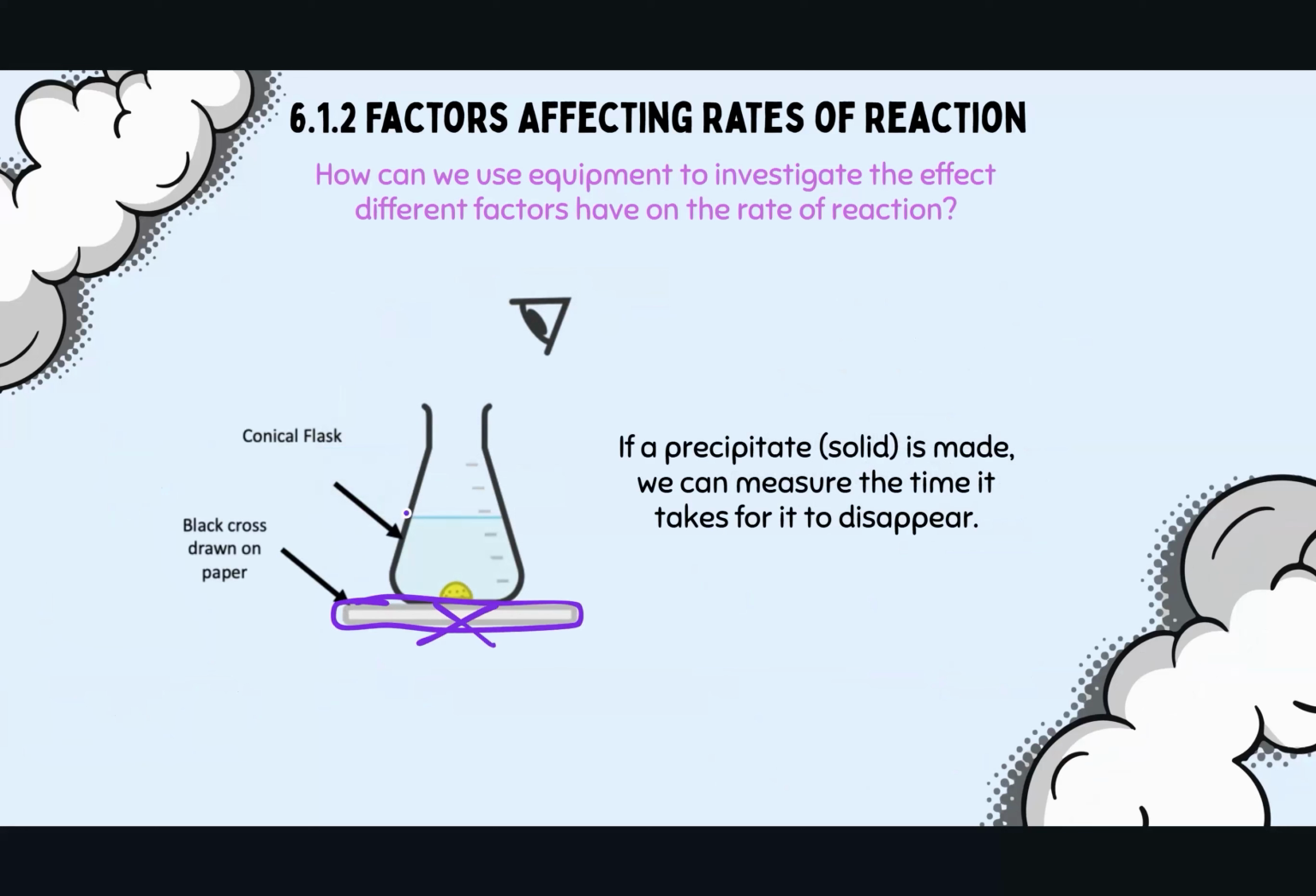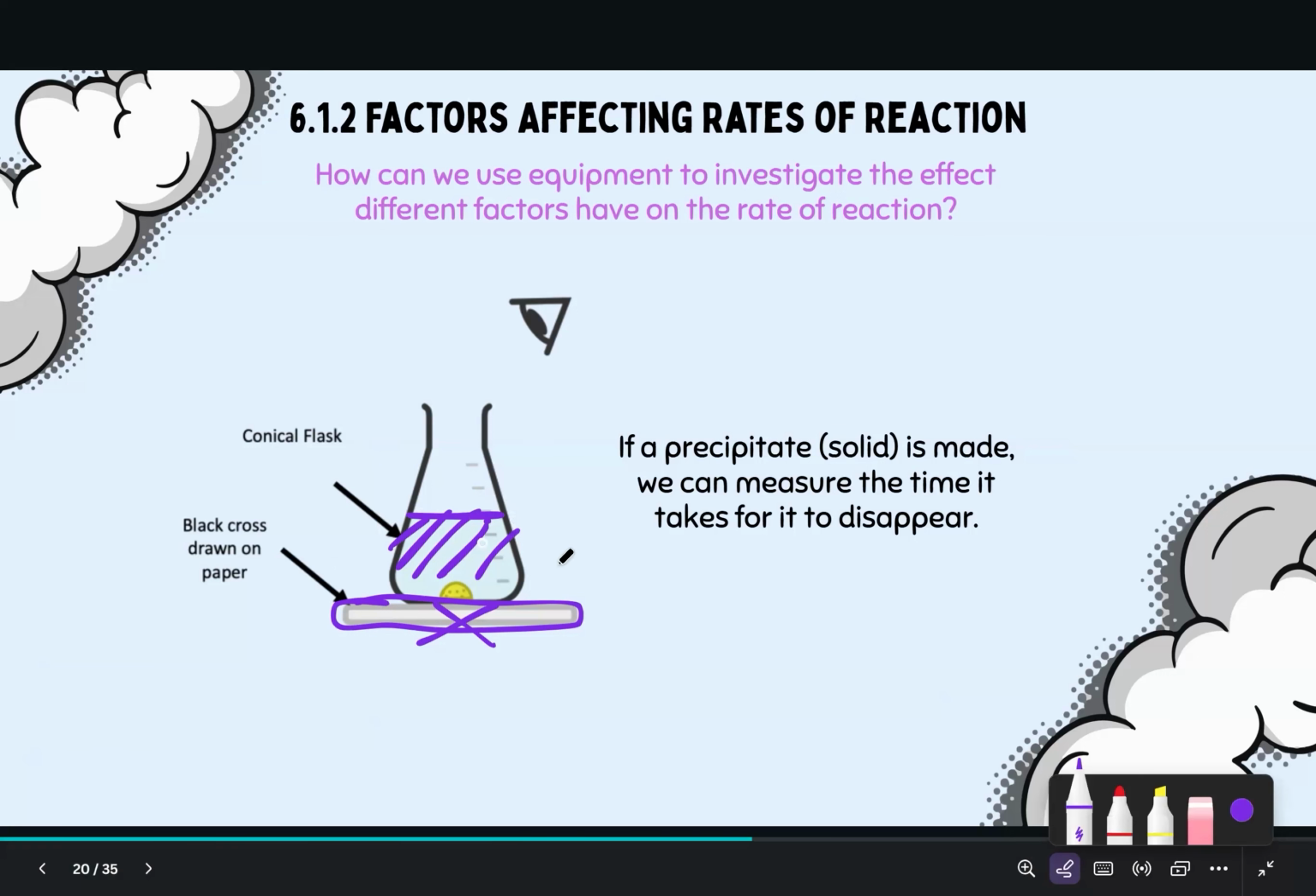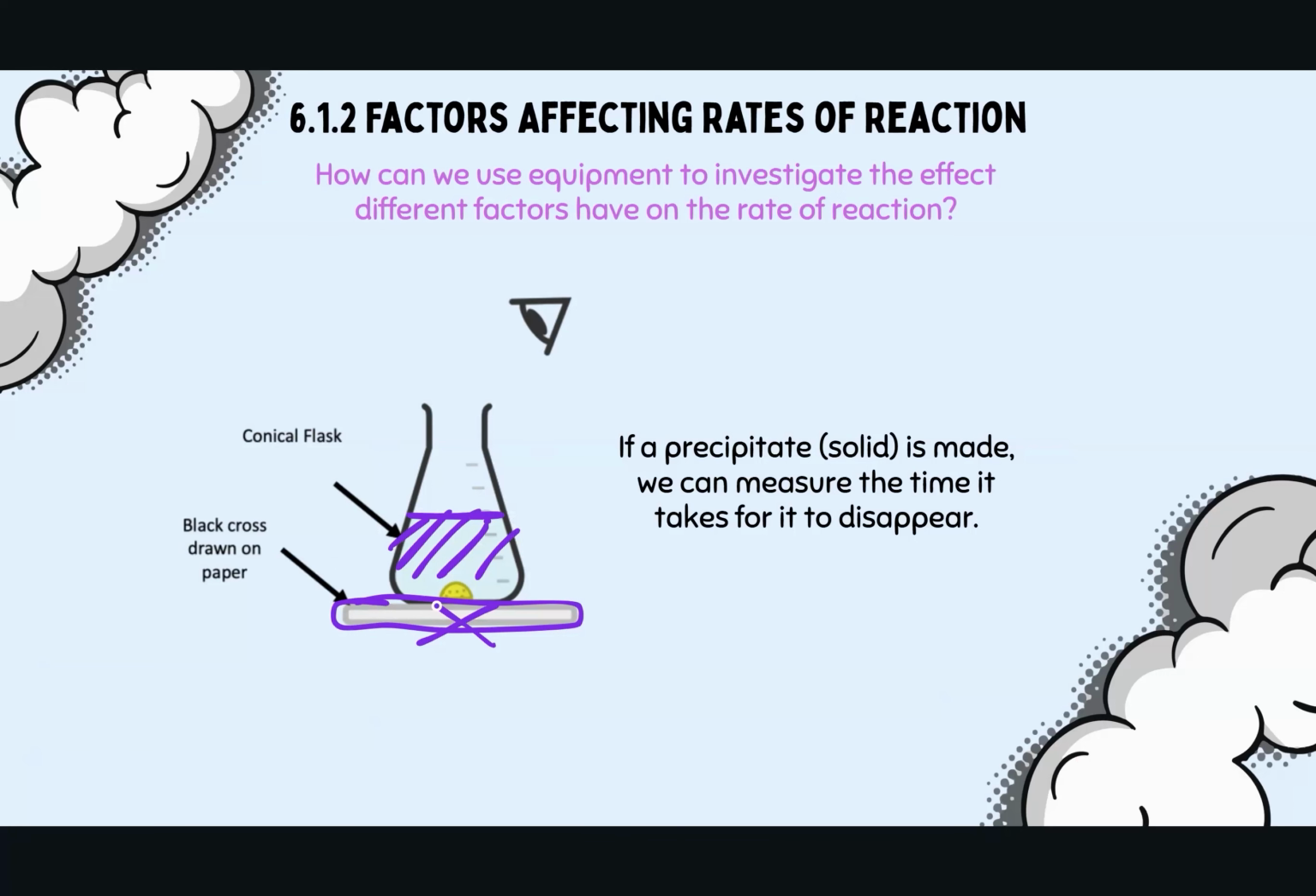We can allow this reaction to occur, and as a precipitate is made, it becomes more difficult to see the cross. And we time how long it takes for the cross to disappear.